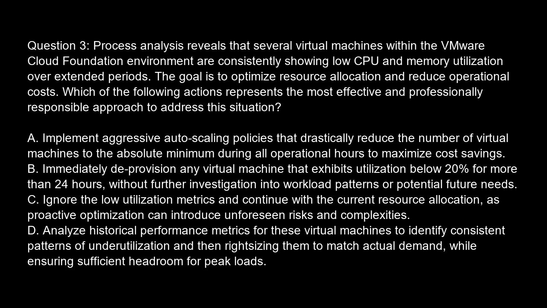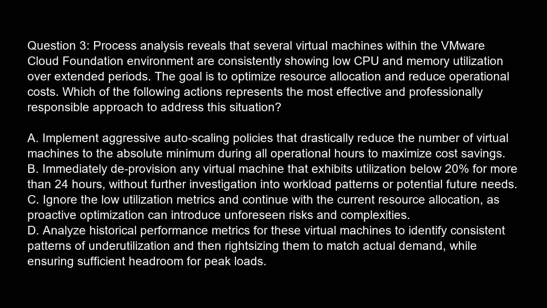Option A. Implement aggressive auto-scaling policies that drastically reduce the number of virtual machines to the absolute minimum during all operational hours to maximize cost savings. Option B. Immediately deprovision any virtual machine that exhibits utilization below 20% for more than 24 hours, without further investigation into workload patterns or potential future needs.